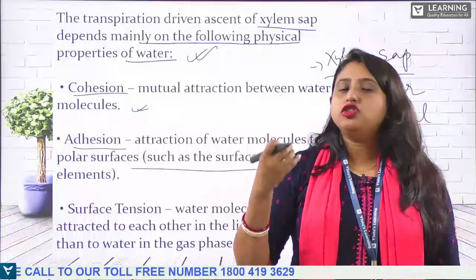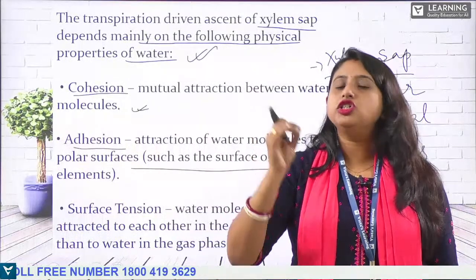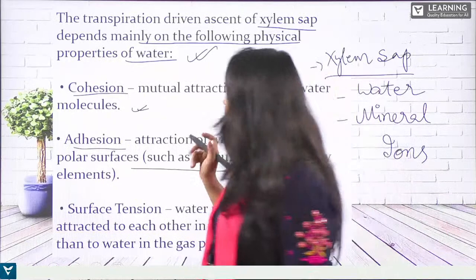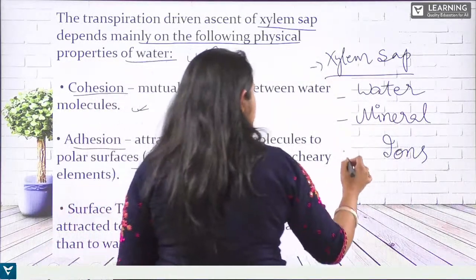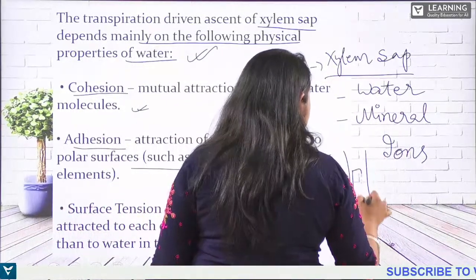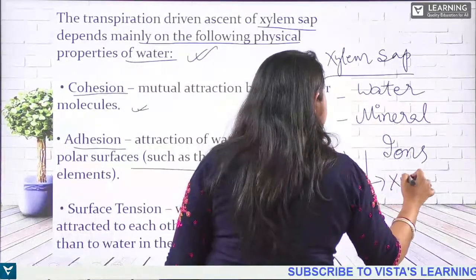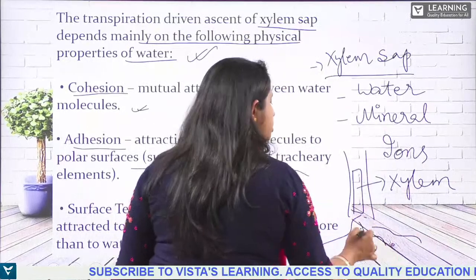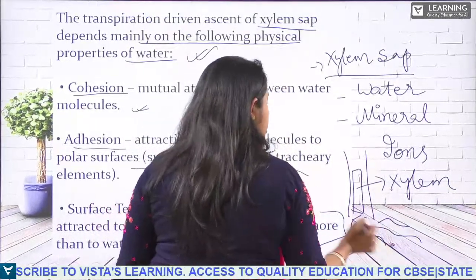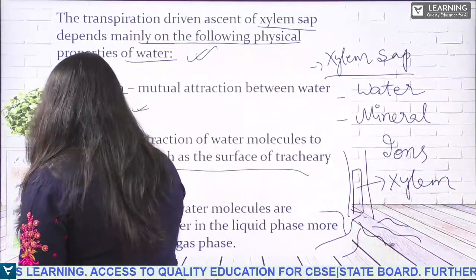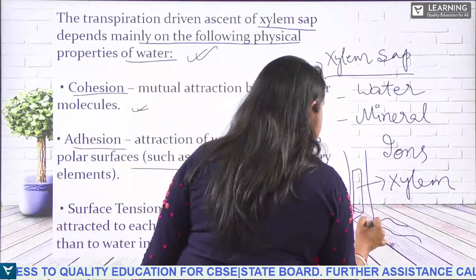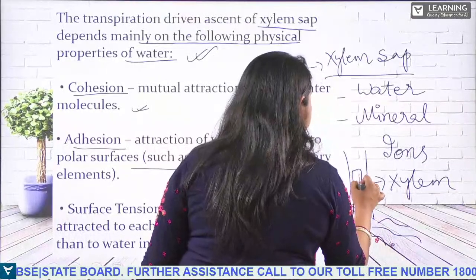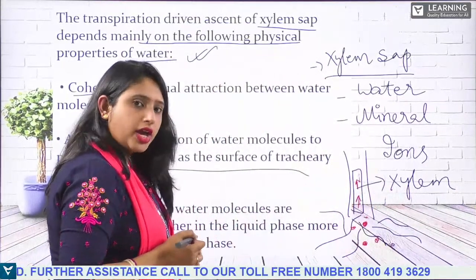So the water molecules should go and attach to the trachea, through which they will be transported. For example, this is a plant, and this is the xylem. Here under the soil, various mineral ions are there. From here, the mineral ions will be transported through the trachea of the xylem.